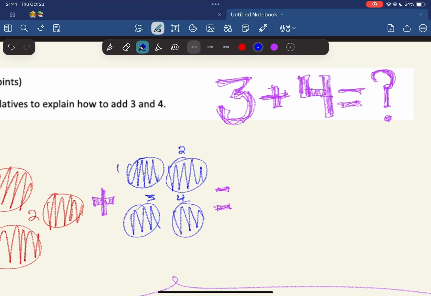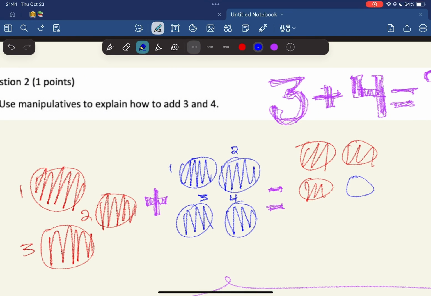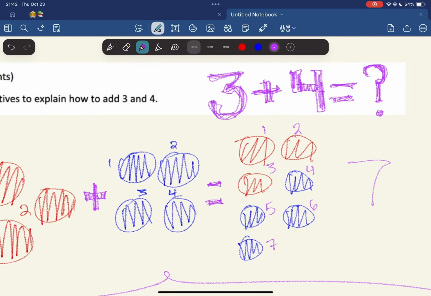Now let's put all of them together and count how many we have in total. So we have 1, 2, 3. I'll be representing these with our red marker. Later down, I'm going to be doing them all in the same color, but this is just to explain it. So then we have 4 blue counters, and that brings us to a total of 1, 2, 3, 4, 5, 6, and 7. So this means that our total here is 7.